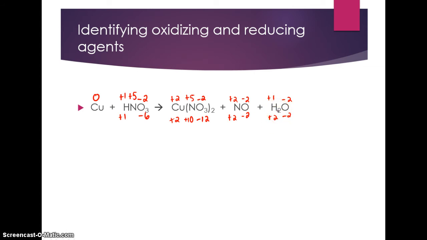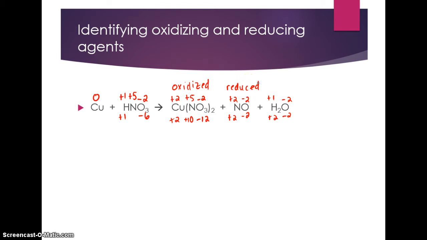Now, let's look and see where my oxidation numbers have changed. Start with looking at copper. Copper goes from 0 to a +2. It's +2, but in order to become positive, it lost electrons. So losing electrons, we're going to refer to this as oxidized. If I look at my nitrogen, nitrogen stays the same here, so nothing's happening here, but nitrogen goes from a +5 to a +2. +5 to +2, it must have gained electrons. Gained electrons, it was reduced.